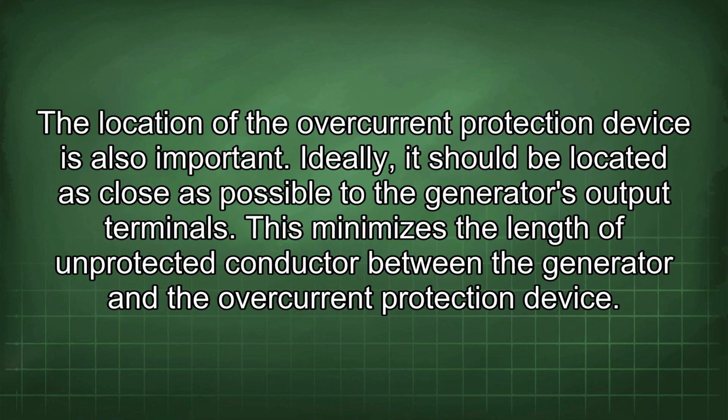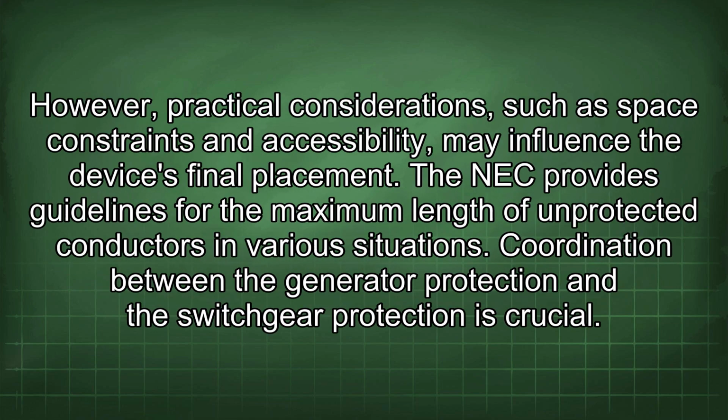The location of the overcurrent protection device is also important. Ideally, it should be located as close as possible to the generator's output terminals. This minimizes the length of unprotected conductor between the generator and the overcurrent protection device. However, practical considerations, such as space constraints and accessibility, may influence the device's final placement. The NEC provides guidelines for the maximum length of unprotected conductors in various situations.